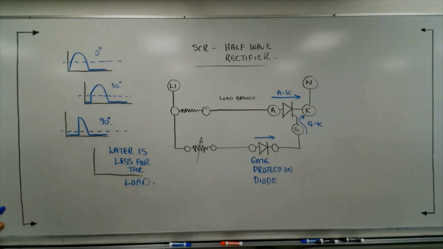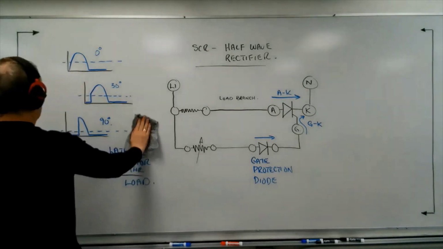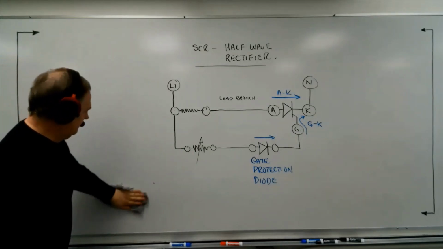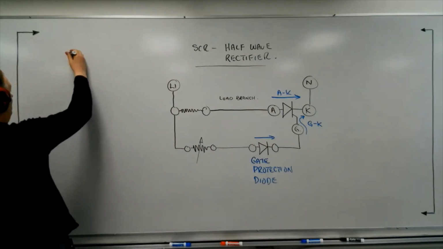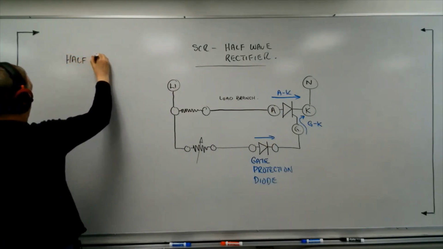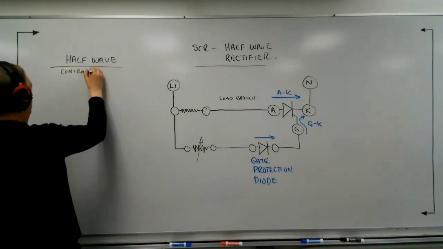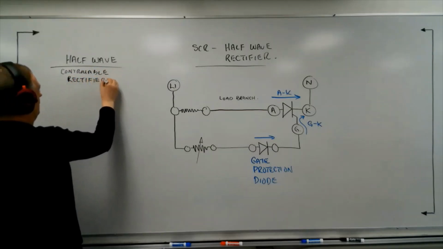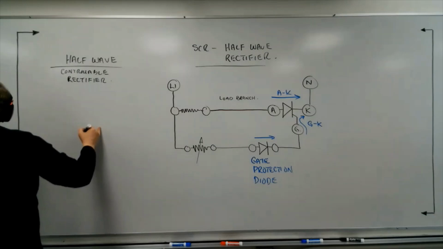And so what I want to show you is a formula that we can use to determine what the actual amount of load voltage is based on any given firing angle. So I'm going to clean this off here, and I'm going to show you the formula. Now this is a half-wave rectifier. This formula is specific for the half-wave controllable rectifier. And the formula that I'm going to give you will tell you the voltage of the load for any given firing angle. And the formula actually looks like this.